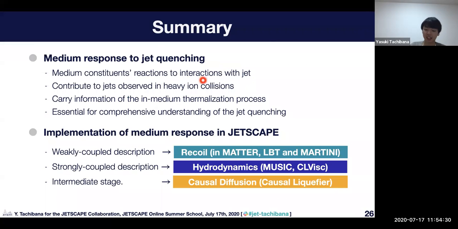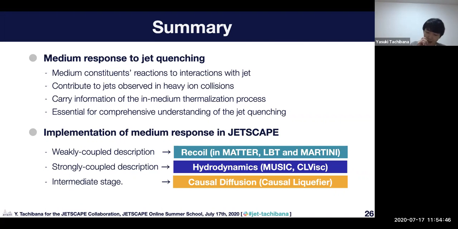...due to interaction with the jet, because the jet and medium constituents interact with each other, so medium constituents can receive some energy and momentum from a jet, and their evolution can be modified by the jet. And it can contribute to jet observables in heavy ion collisions.